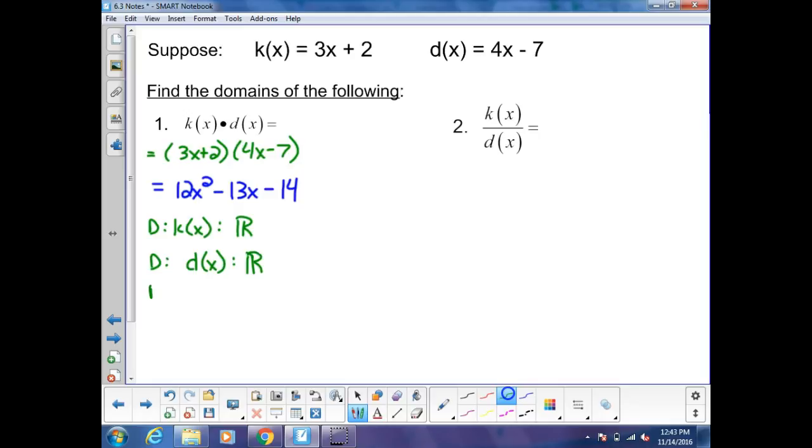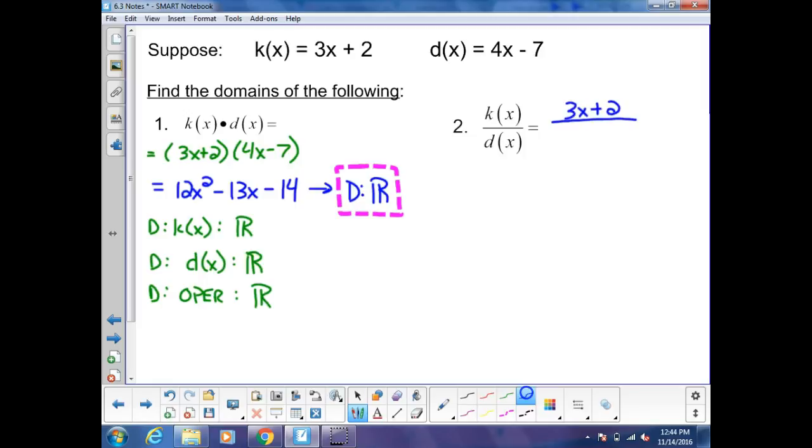What's the domain of my operation? All real numbers. No restrictions, correct? So then the domain of this function is all real numbers, because there was no restrictions to change anything through there. Okay. Here then, k of x was 3x plus 2. D of x was 4x minus 7. So there's my function. Nothing can simplify out of any of that.